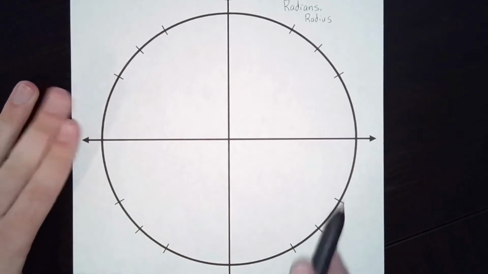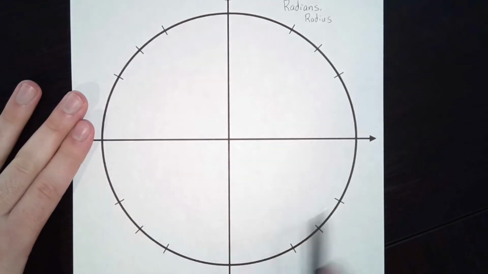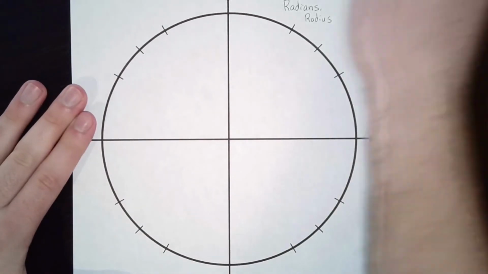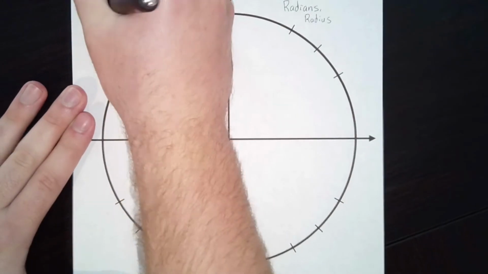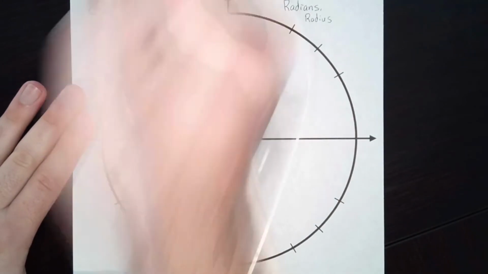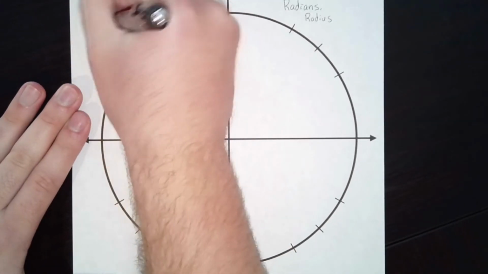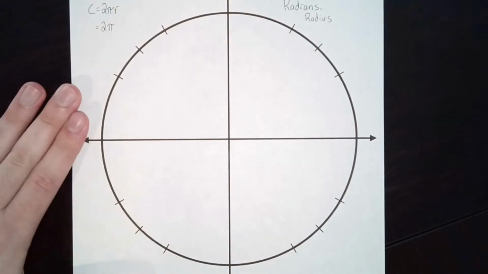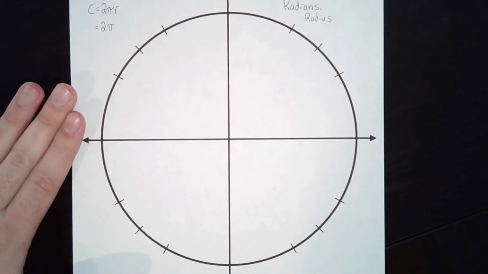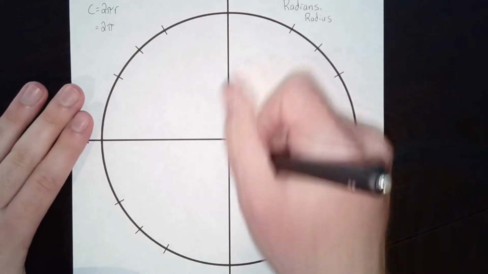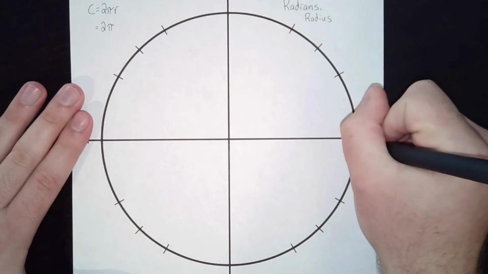So let's think about how many times the radius can fit all the way around the circle. All the way around the circle is what we call the circumference, and circumference is equal to 2 pi times the radius. In this case, this is the unit circle, so we know the radius is 1. So 2 pi is the distance around the circle. The radius is 1, which means the radius can fit around the circle 2 pi times. That's a little bit weird, but all the way around the circle is what we refer to as 2 pi.